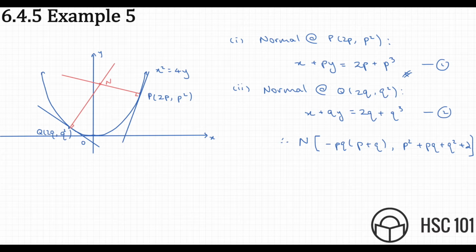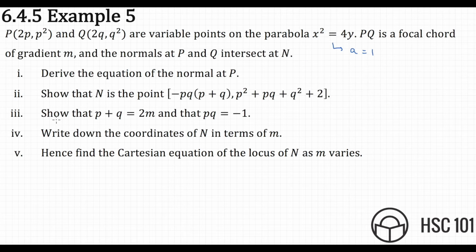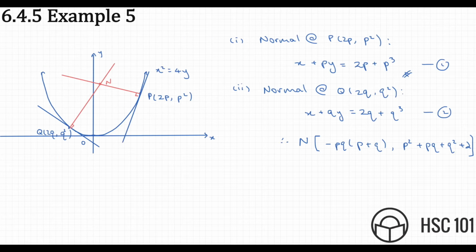So if I've got the two normals, I can kind of see where N is. Part 3 now wants us to show that p plus q equals 2m and p times q equals negative 1. So if we think about this, where does this come from? I've taken note of the fact that I've got two points on my parabola, and I found the intersection point for N. Now, the only piece of information which I have not used in the question is where they tell us that PQ is a focal chord with gradient m. So if I come back and check this out, if P to Q is a focal chord, right?